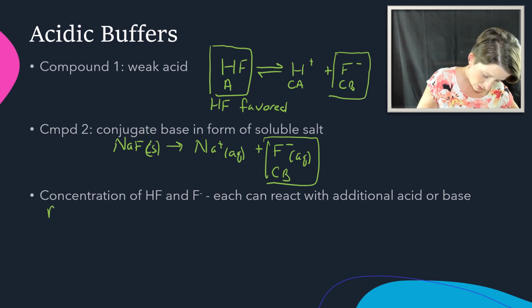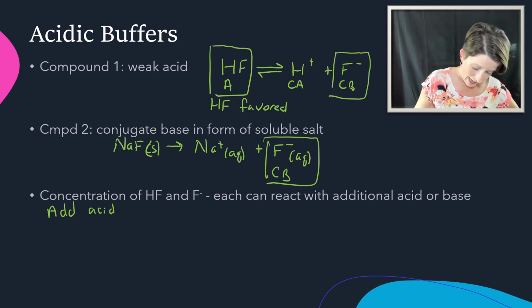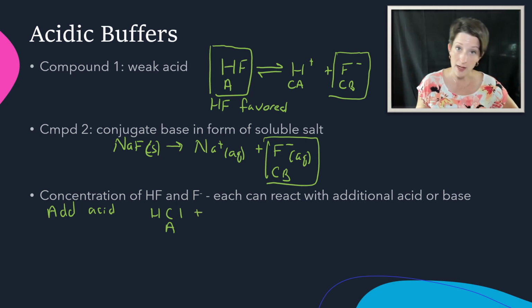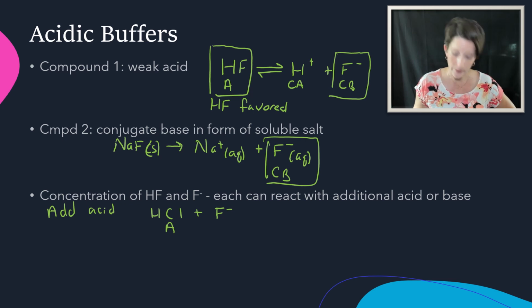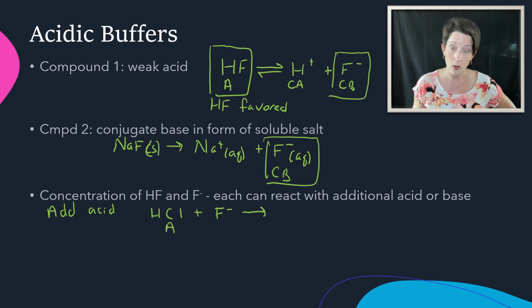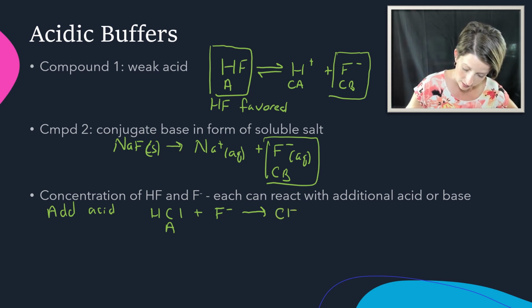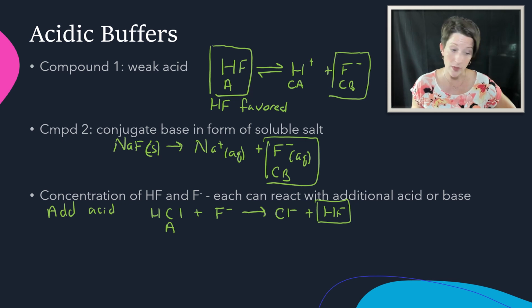So what happens when we add acid to this buffered system? If we add HCl, HCl being an acid is going to react with a base. So it's going to react with our conjugate base, which is the fluoride ion. The hydrogen is going to go to the fluoride ion and the chloride is going to be in solution. If you notice, when the acid reacts with the conjugate base, it reforms the weak acid that is part of this buffer system.